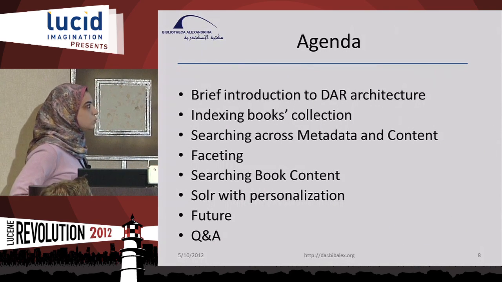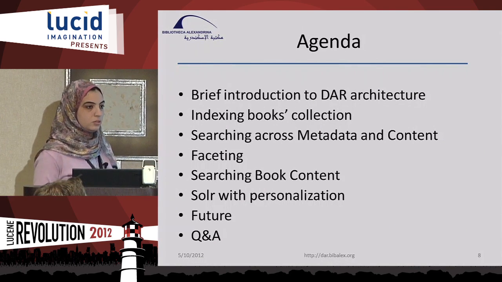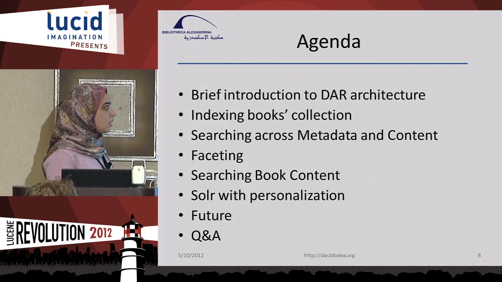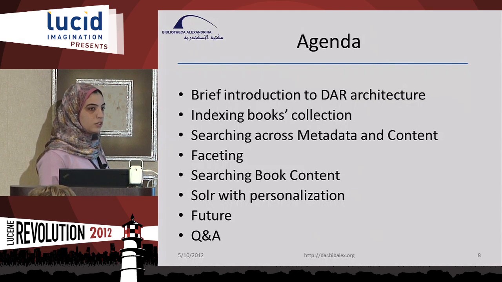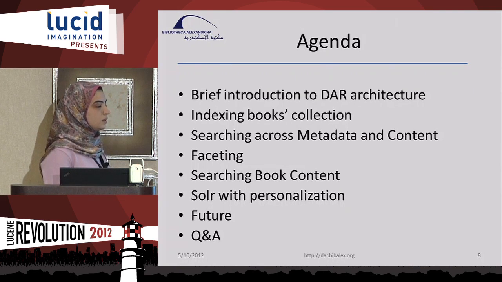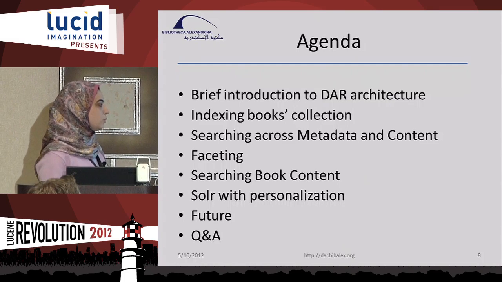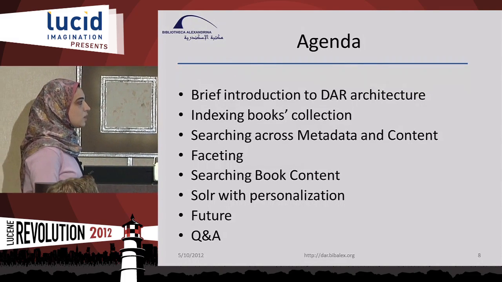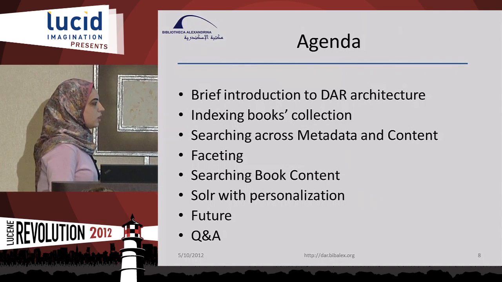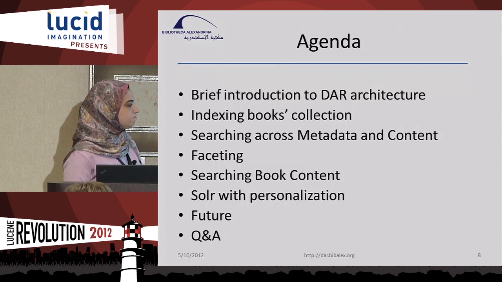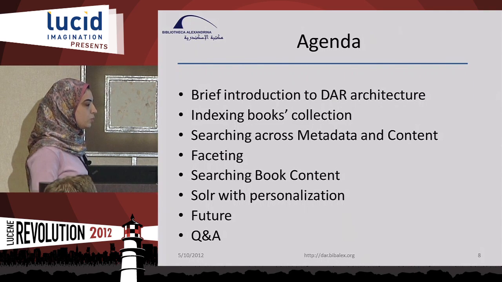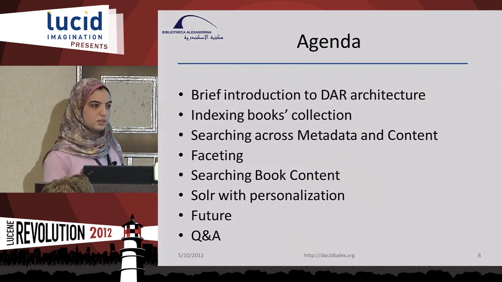So what we are going to do is have a brief introduction to the architecture for the DAR, what we call the Digital Asset Repository. We will have a close look at how we are indexing the book collection, and searching across this collection, both in the metadata and the content. Also, faceted results, searching within the book content, and how we are using Solr with personalization. And finally, I'll give you a brief about how we are going to make other improvements for the book site. And if you have time for questions, I will be glad to answer them.